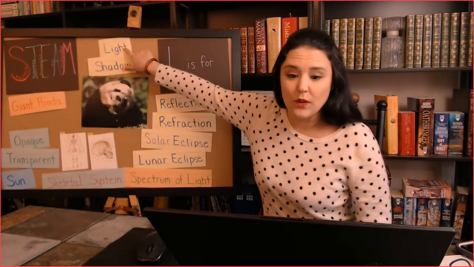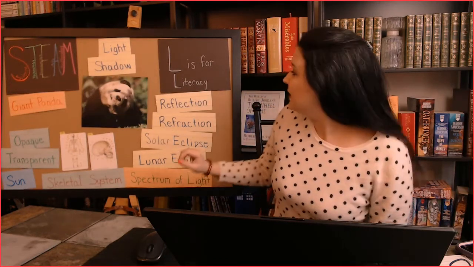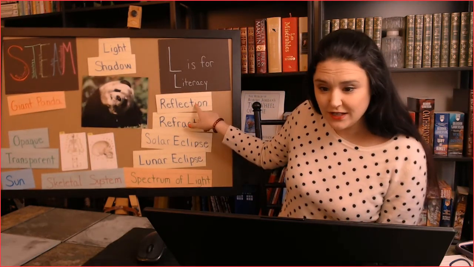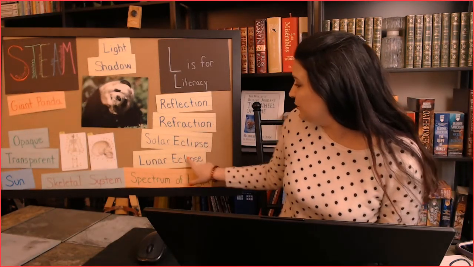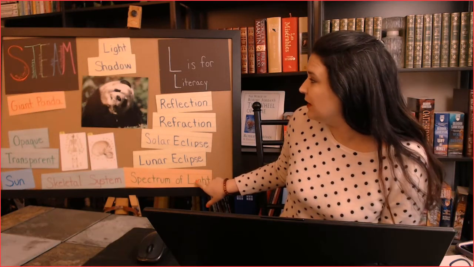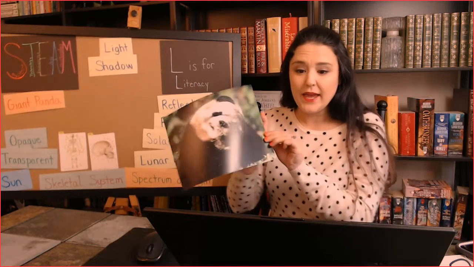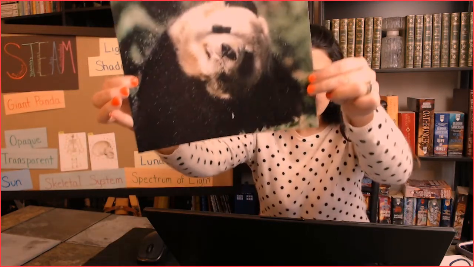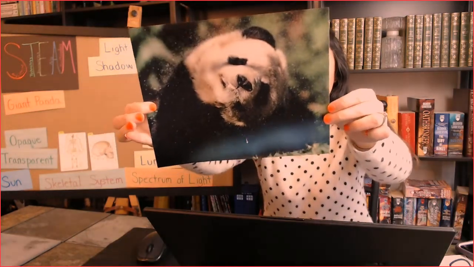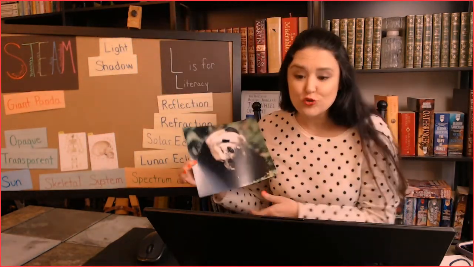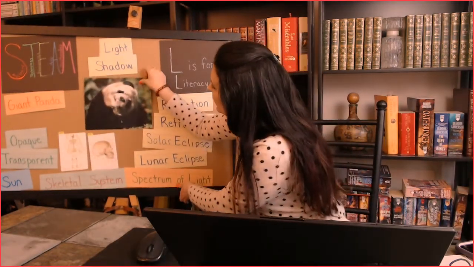We talked about light and shadow, and we talked about reflection and refraction, the solar eclipse, the lunar eclipse, the spectrum of light. We talked about my friend, the giant panda. The giant panda lives in Asia and likes to climb trees and eats mostly bamboo.